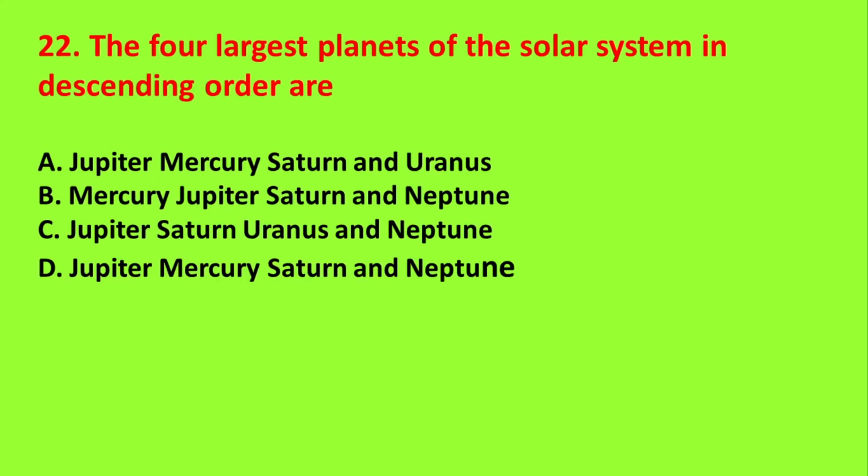Question number 22. The four largest planets of the solar system in descending order are A. Jupiter, Mercury, Saturn and Uranus, B. Mercury, Jupiter, Saturn and Neptune, C. Jupiter, Saturn, Uranus and Neptune, D. Jupiter, Mercury, Saturn and Neptune. The correct option is option C. Jupiter, Saturn, Uranus and Neptune.